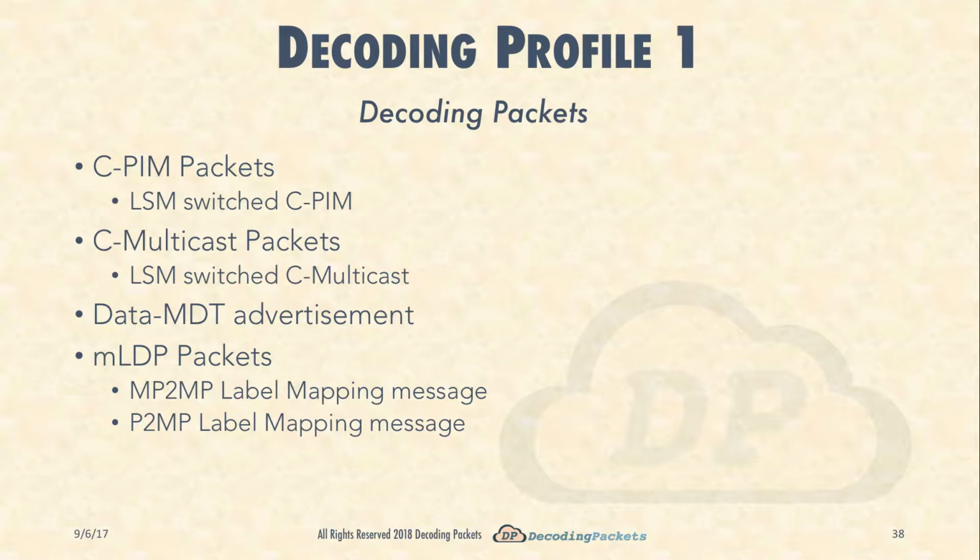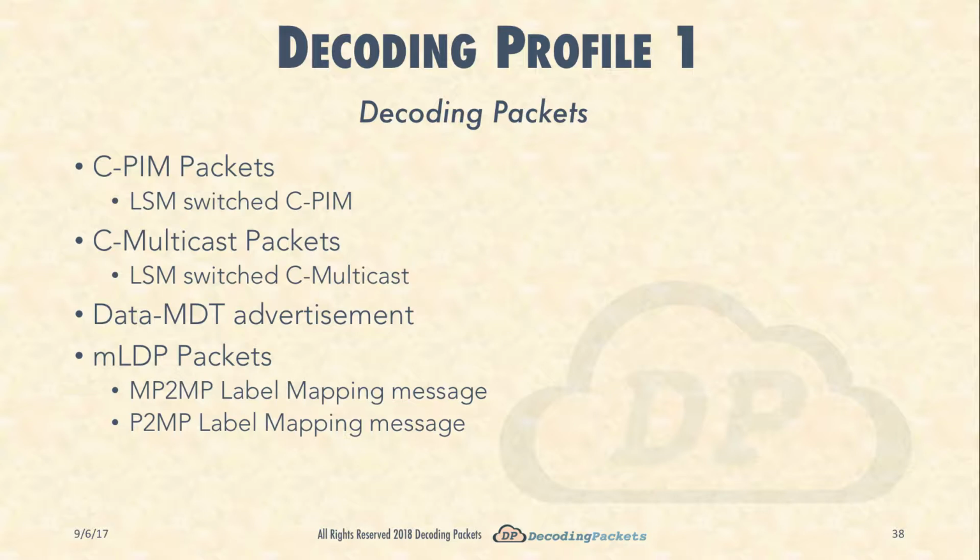We would see the same thing with C-Multicast packets. The only difference here is going to be that we're going to see the C-Multicast packets on the default tree first, and then on the Data MDT later. So we'll see how the Data MDT is a little bit more constrained than the default MDT.